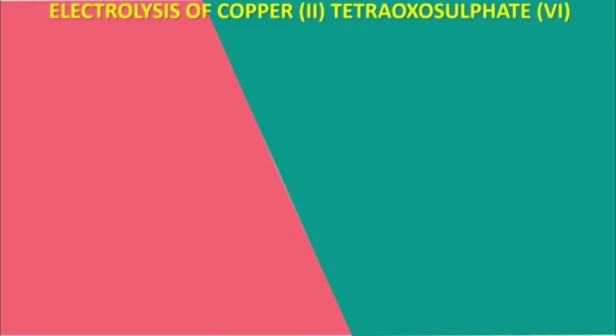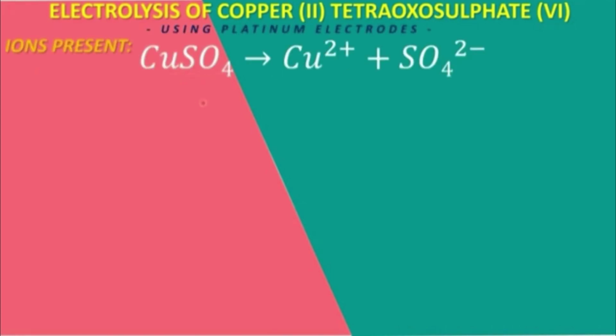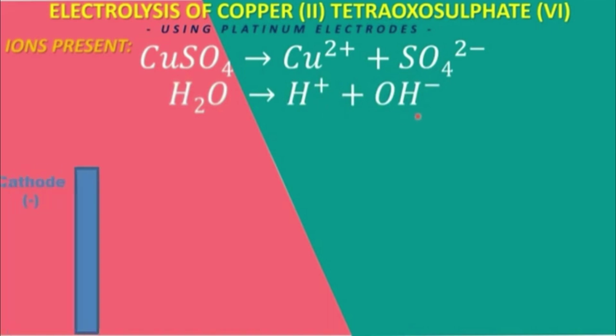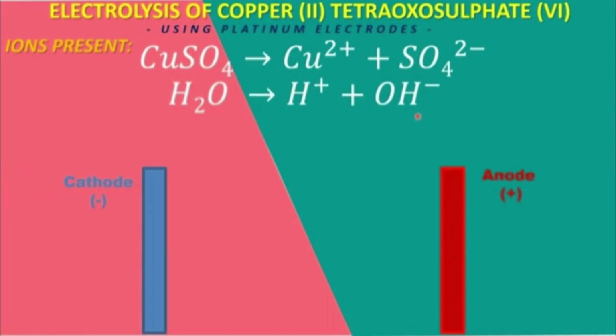Yes. Electrolysis of copper(II) tetraoxosulphate(VI) using platinum electrodes. Now when we carry out this electrolysis, as usual, we are going to have four ions, is it not? Yes. We have the sulphate ion, we have the Cu2+ ion, we have the H+ ion and the OH- ion, is it not? Yes.